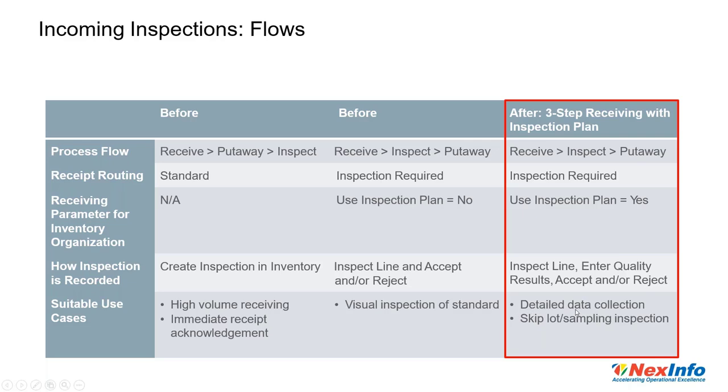This also allowed them detailed data collection, and they could implement the skip lot or sampling inspection, which was their wish list and was one of their pain points. So this is how the Fusion quality management improved their receiving inspection processes.